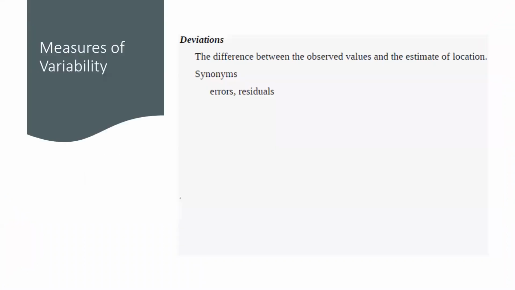The first basic measure of variability is something called deviations, and it is calculated as the difference between the observed values and the estimate of location. Estimate of location means a measure of center.